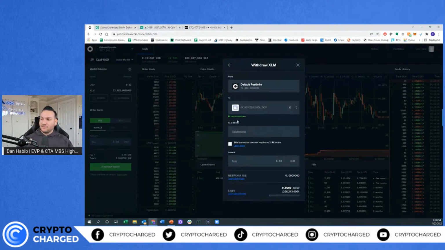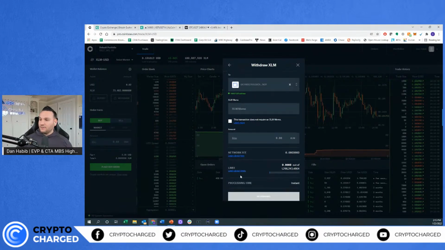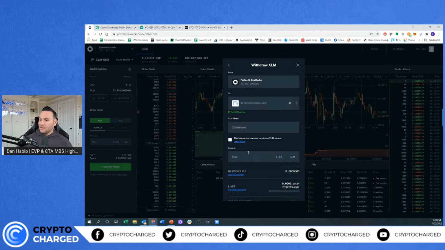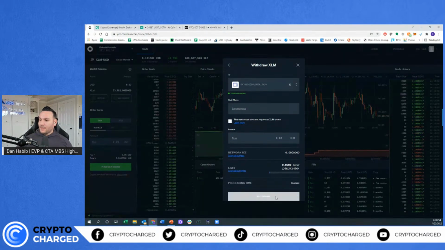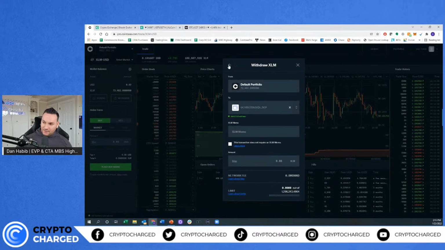I can use the address and it'll tell me, okay, this is a valid XLM address. This is a little bit of a checkpoint for you to make sure that you're sending it to indeed an XLM wallet as opposed to something else where you can get your coins lost. And then I can go ahead and withdraw this money into that account.